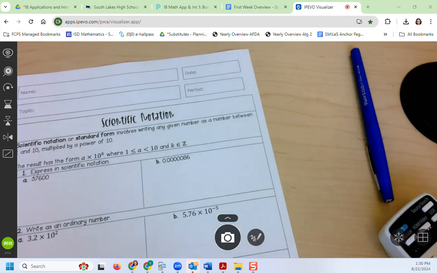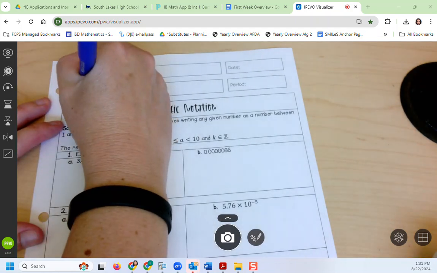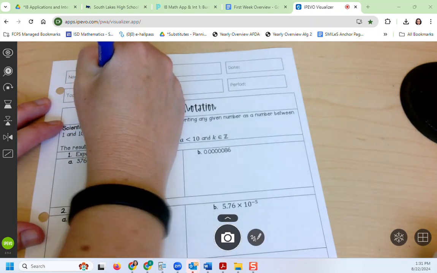Okay, so our topic is scientific notation and rounding. All right, so we'll fill that in here. Scientific notation. I have a better pen.